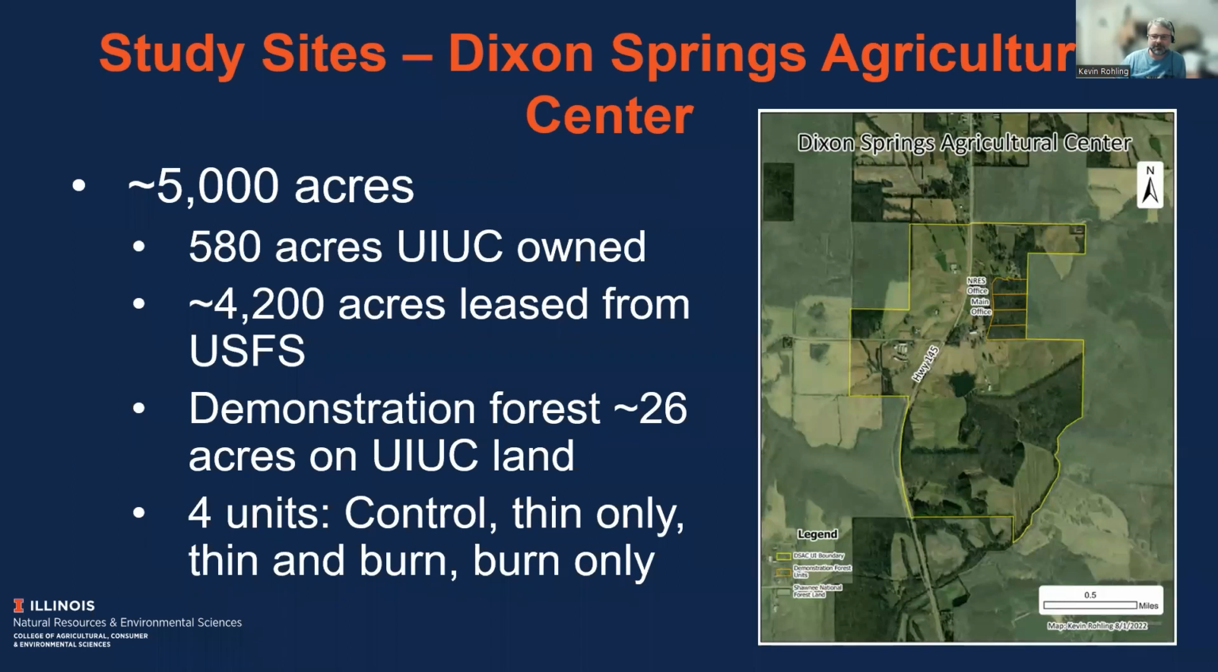And then also the demonstration forest here at the Dixon Springs Ag Center. So the sites are quite different. Dixon Springs Ag Center is also around 5,000 acres, but only around 580 of those are owned by the university. The rest are leased from the Forest Service. And then the demonstration forest here is only about 26 acres.